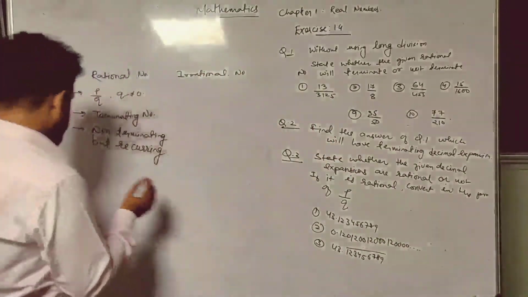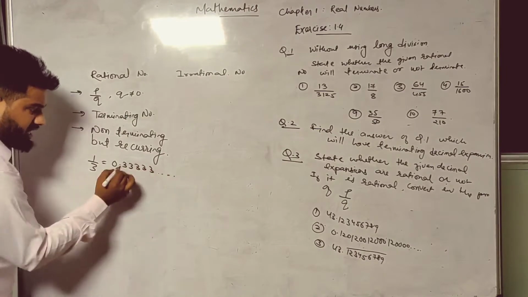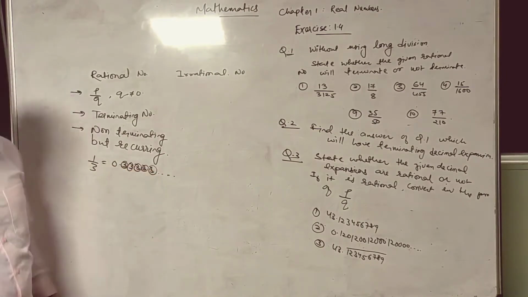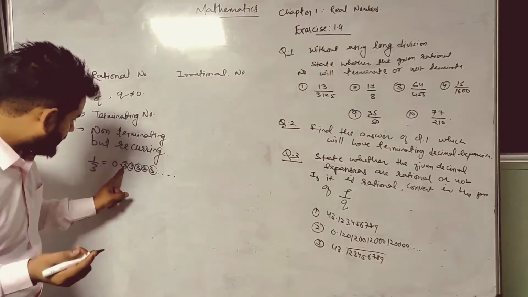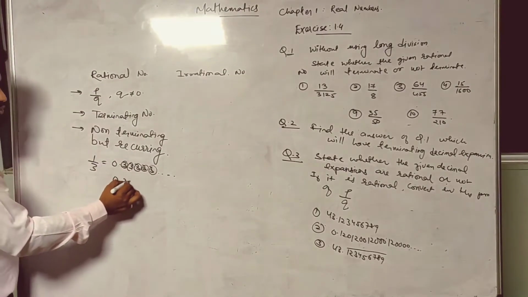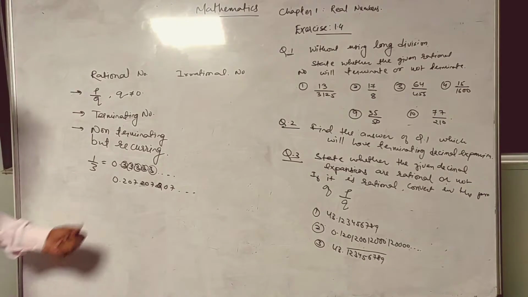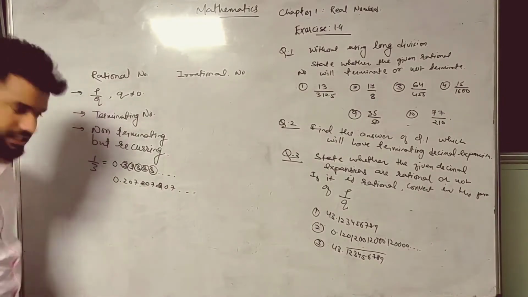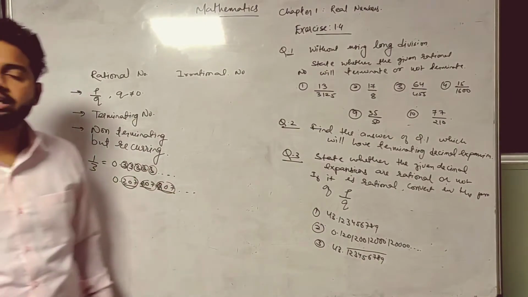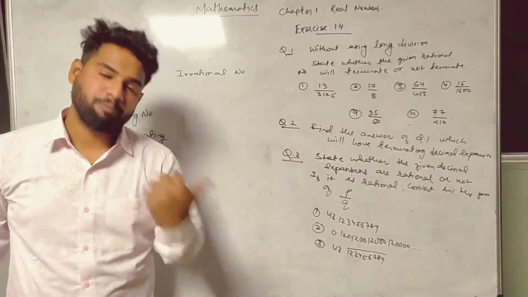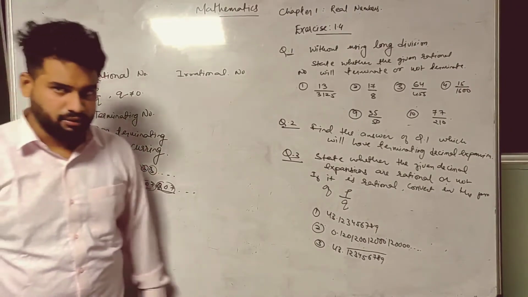What is the meaning of recurring? If you see 1 by 3, the answer we get is 0.33333. So a specific number is continuously repeating after certain positions. You can say that after position number 1, the 3 is repeating. Suppose there is such a number, 0.207, 207, 207, and so on. A specific number is repeated after every 3 digits. A specific number repeating after a certain position is called a recurring decimal expansion. So all the recurring decimal expansions which are non-terminating are termed rational numbers.